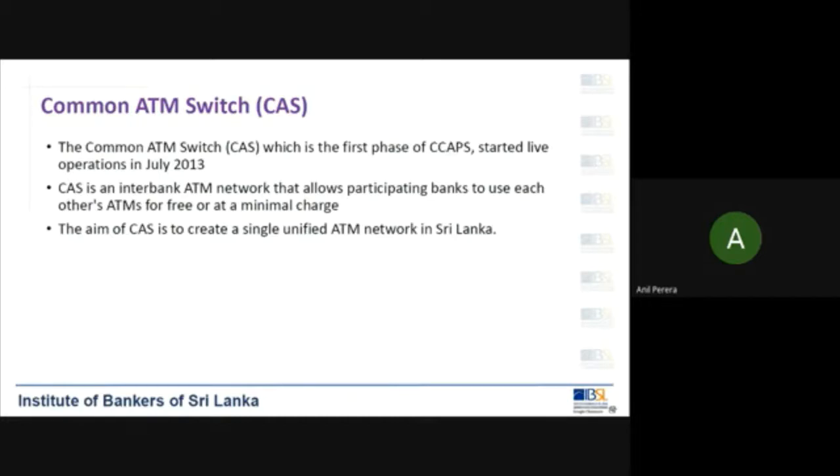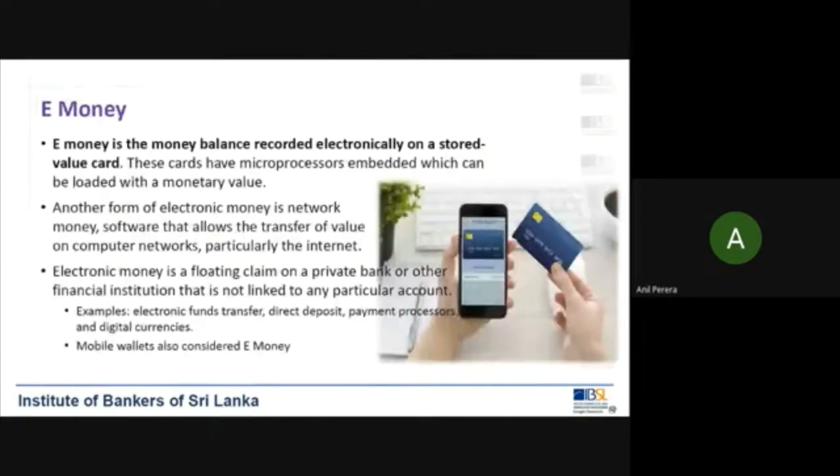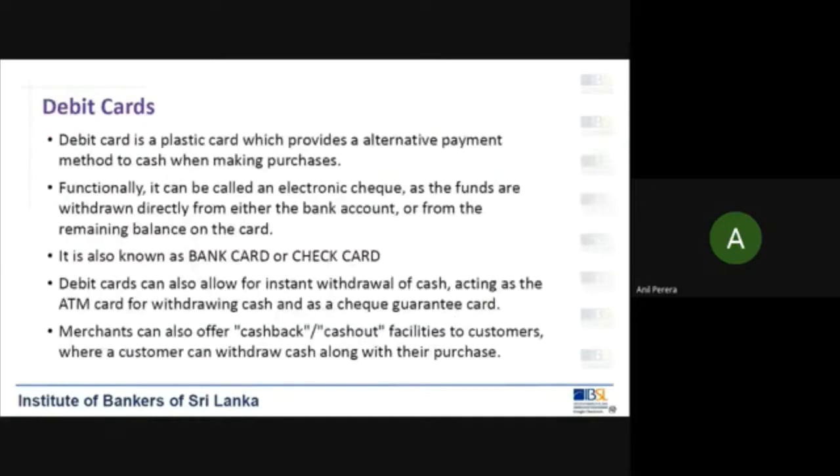Question number 3. The question is related to money, but there is one question that can also be covered under payment systems. List two functions of money that could be served by the following instruments. What are the two functions of money played by these instruments? Debit card. What are the functions of money captured by this debit card? We have defined debit card here. Debit card is a plastic card which provides an alternative payment method to cash when making payments. It's like an electronic check.